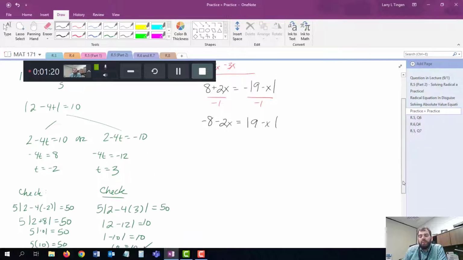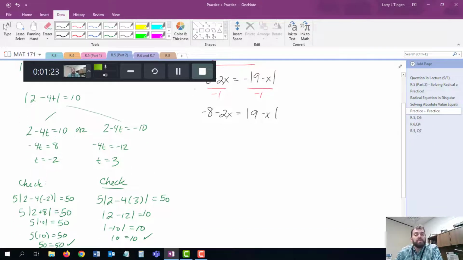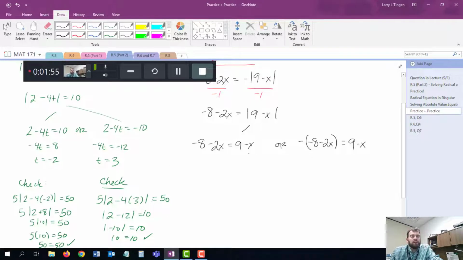When I have an absolute value isolated, I now can break this up into two things. I either have exactly what I have written, -8 minus 2x is equal to what's inside the absolute value, or what's inside the absolute value is equal to the opposite of that. So negative, opposite of that just means take the negative, and then on the right, what's inside again. So I'm going to solve both of these, and we'll start on the left.